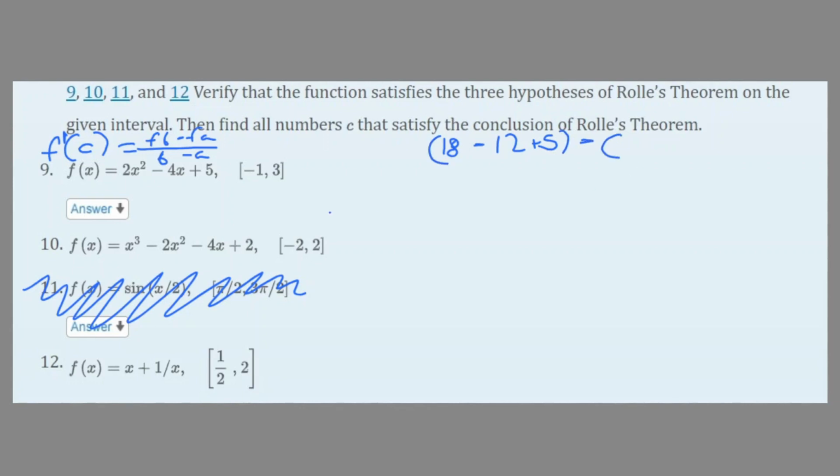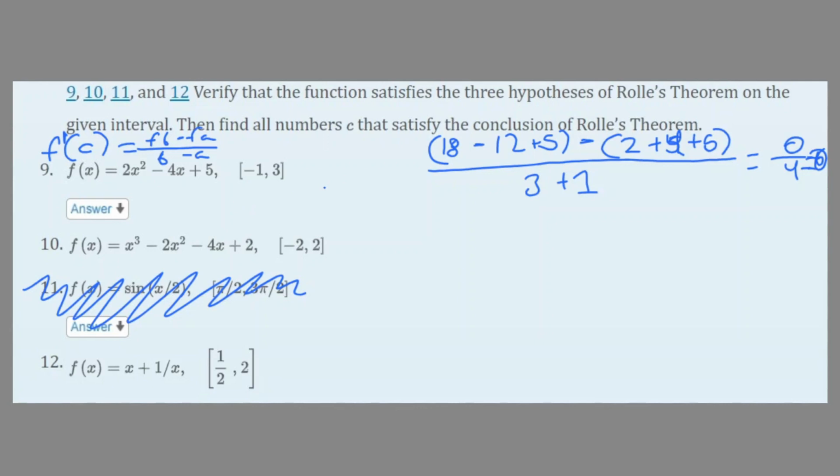And then that would be subtracted by negative 1 plugged into this equation, which would be 2 plus 4, and then plus 5. And that would be over just 3 minus negative 1, which is 3 plus 1. And here we have 6 plus 5, which is 11, minus 11, so 11 minus 11 is 0, so we have 0 over 4, which is just 0. And that means that number 9 here does satisfy Rolle's theorem.